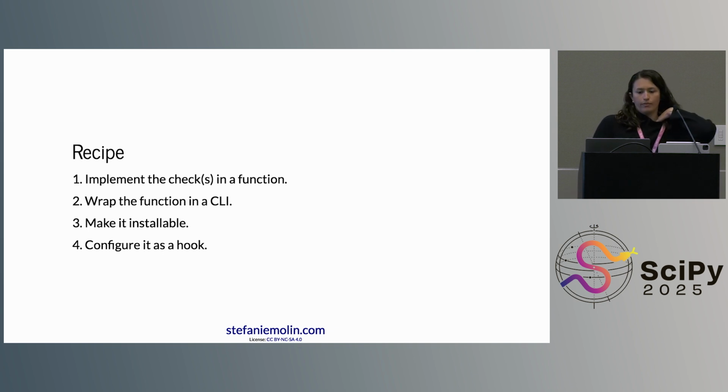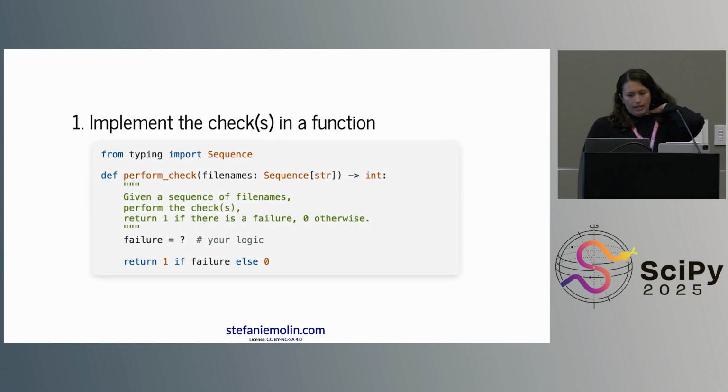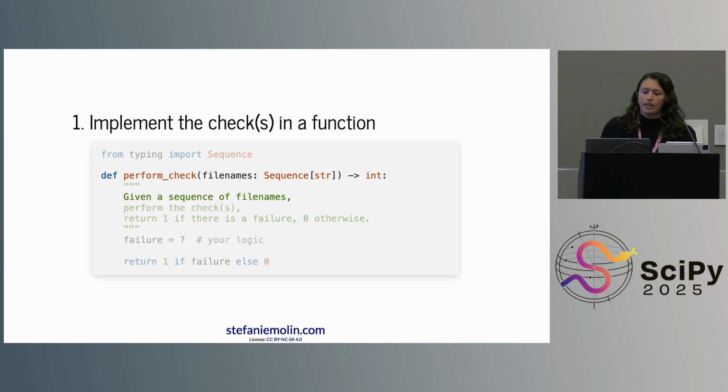Okay, so for the check function itself, at a basic level, you're going to have something like this. You're going to have a function that is given a sequence of file names, could be 1, could be 10, whatever, and it's going to return an integer, like an exit code, okay? So it's going to perform whatever check that is. That's however you want to implement it. And if it's determined that there's a failure, you can return 1 or any non-zero. And if it's success, if your check passed, you return a 0.